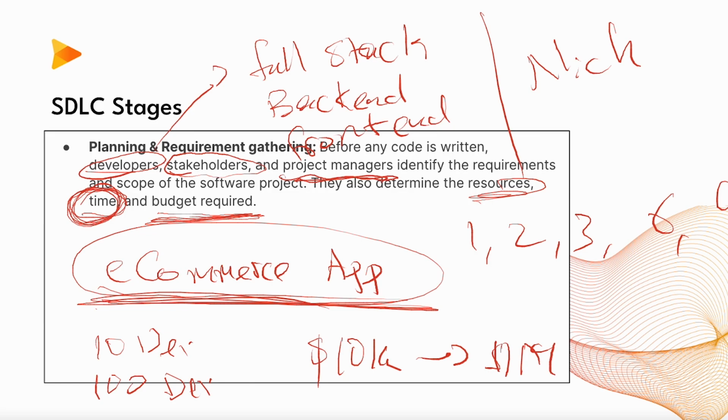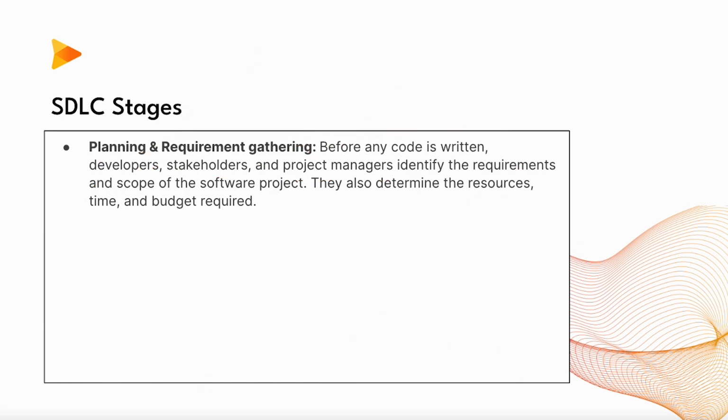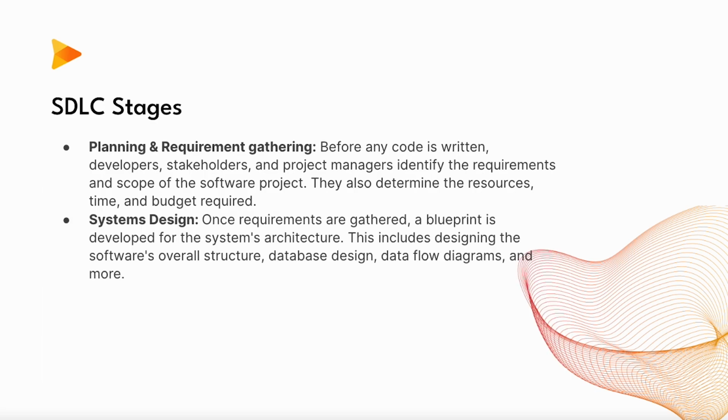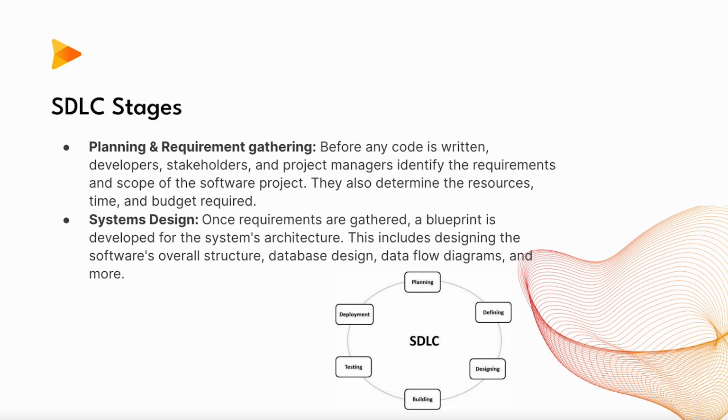Then once they've gathered all these requirements and they are satisfied, they will move to the next stage of the software development life cycle. In this next stage, we do some design work, right? This is the systems design stage. Once the requirements are gathered, a blueprint is developed for the systems architecture. They will pass these requirements over to designers, and designers will use them to design the application, the systems architecture, and how everything is going to look.